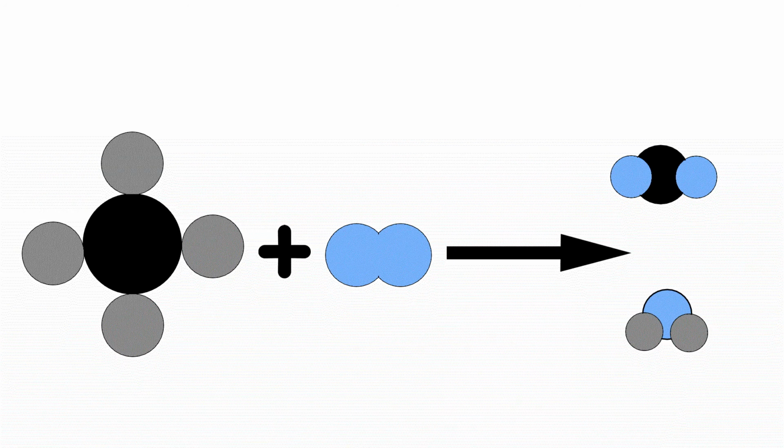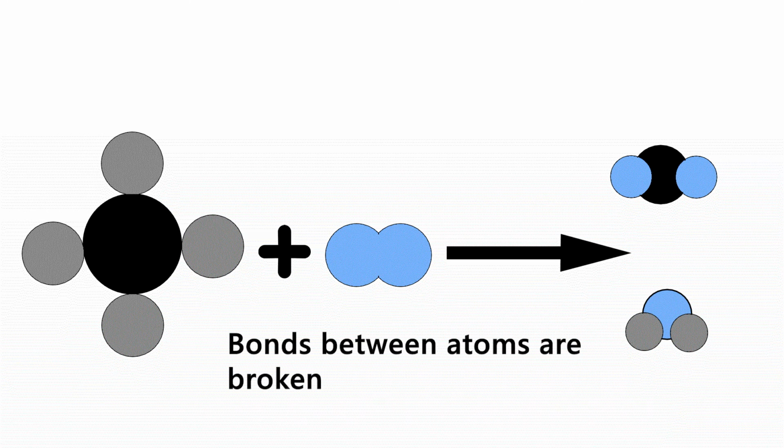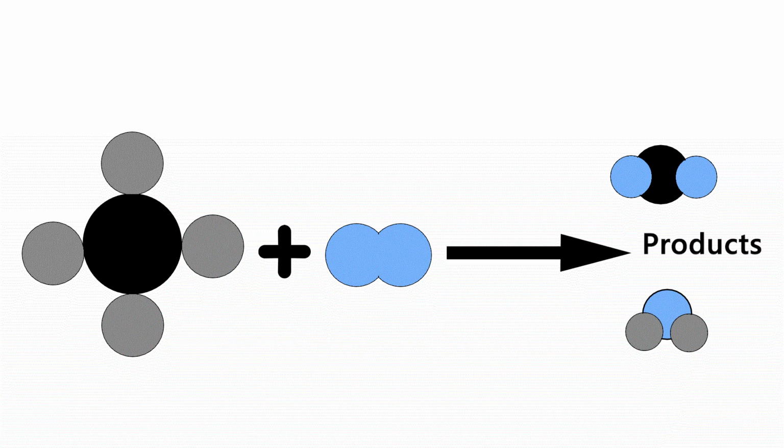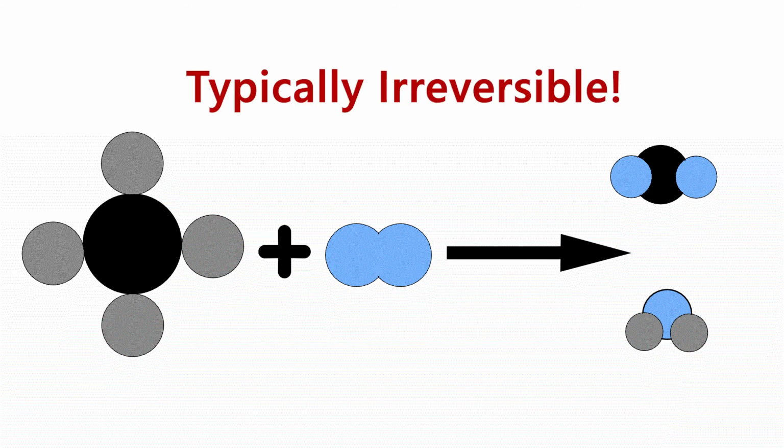Chemical changes, however, are slightly different. During a chemical change, bonds between atoms are broken, and the atoms are rearranged and paired with different atoms from start to finish. New substances called products are made, and unlike physical changes, chemical changes are typically irreversible.